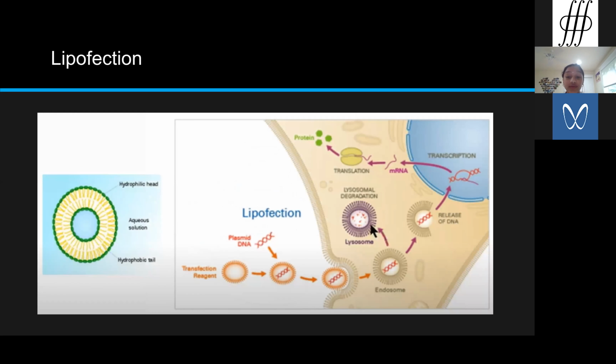Okay, and then there's also lipofection, which is a chemical method. So the last one was the physical, and this one's chemical. So here, it's mainly based on the use of liposomes, which are artificial and have the same composition as a cell membrane with the hydrophilic head and hydrophobic tail. And they're used to deliver molecules like DNA into the cells. So over here you can see that the plasmid DNA is entering the cell, and then there's the lysosomal degradation.